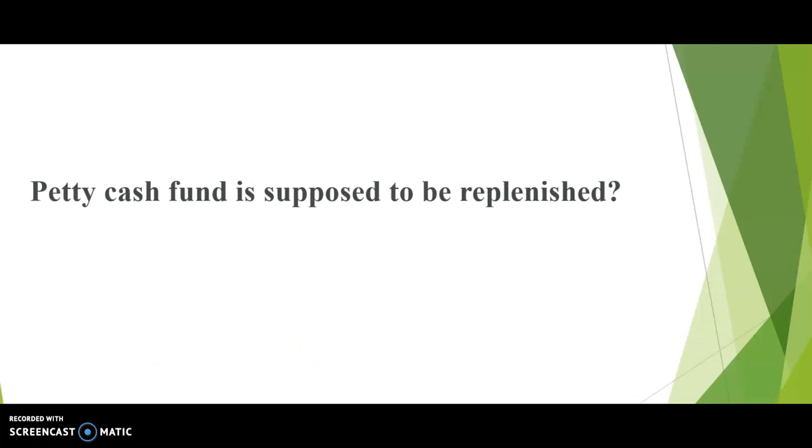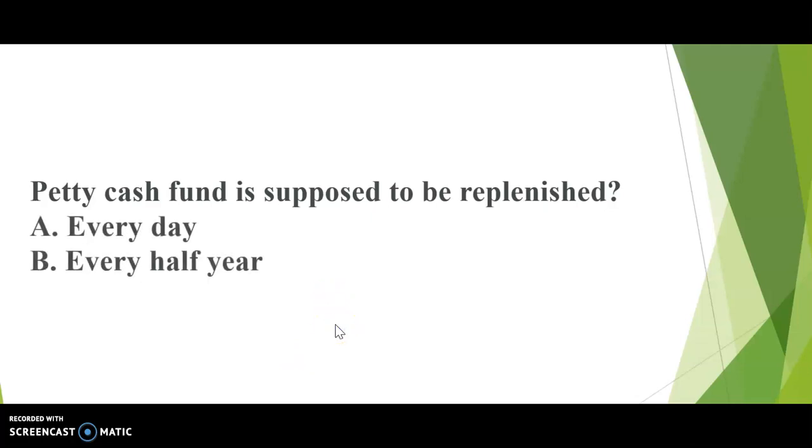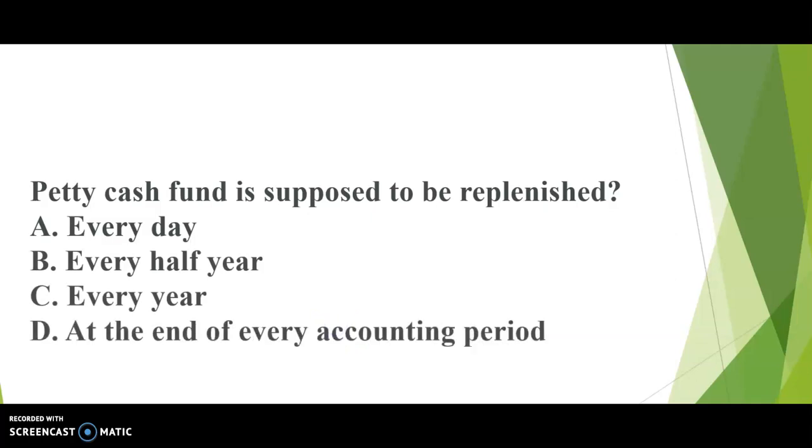Petty cash fund is supposed to be replenished: option A, every day; option B, every half year; option C, every year; and option D, at the end of every accounting period. Petty cash fund is supposed to be replenished at the end of every accounting period. It may be monthly or every 15 days, according to their convenience. So the correct answer is option D.